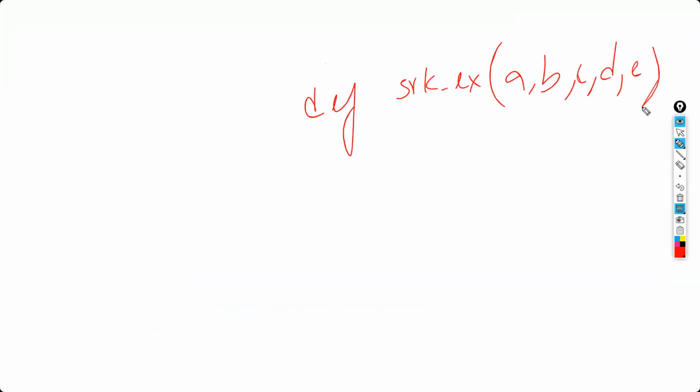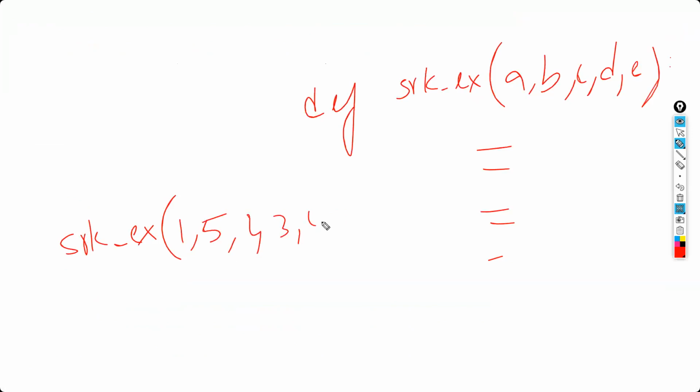Now tell me guys, this one. Def srk underscore example ex a b c d e. 5 arguments are there and it is going to execute some program. Forget about the program inside. srk underscore ex 1 5 2 3 4. Now which one is A, which one is B, C, D, E? A is 1, B is 5, C is 2, D is 3, E is 4.